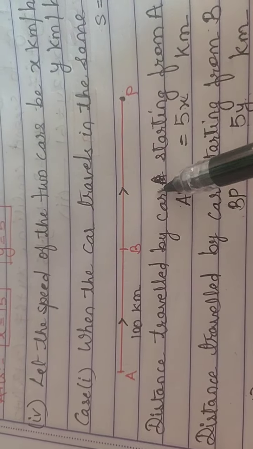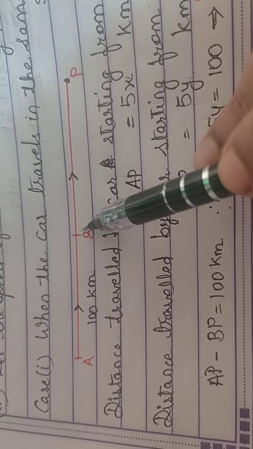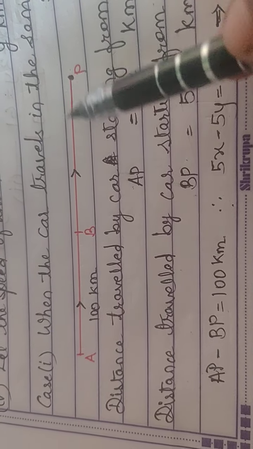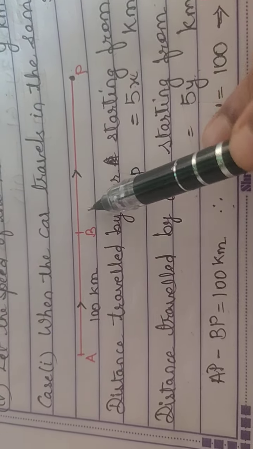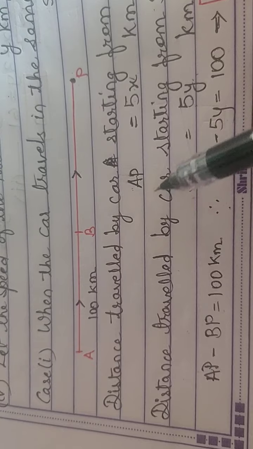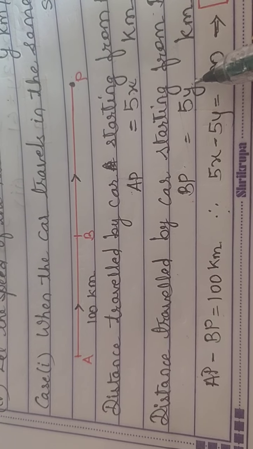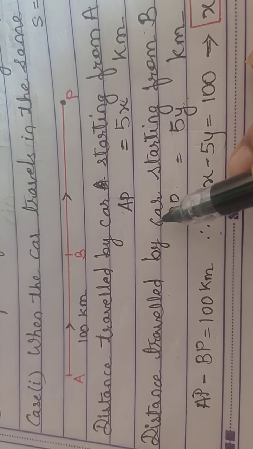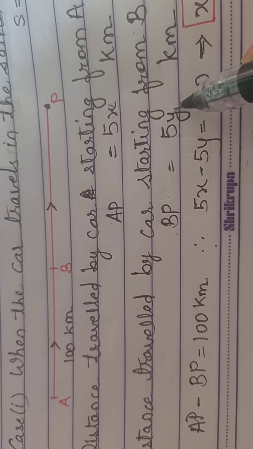Then similarly we can find the distance covered by the car which starts from B. So that distance will be BP, and it is also the distance covered in the 5 hours. We can say that it is 5 into y. Okay, because speed of the second car is y kilometer per hour. So this distance BP is equal to 5y.